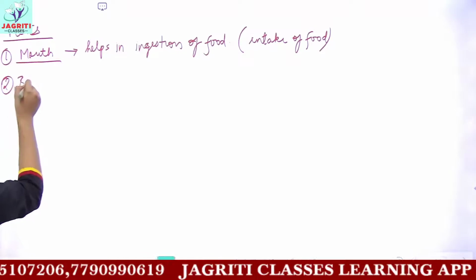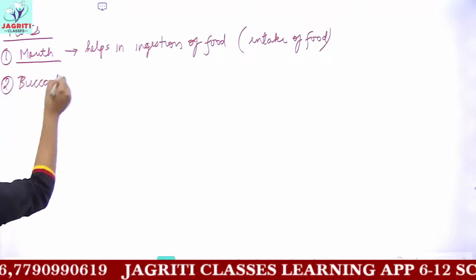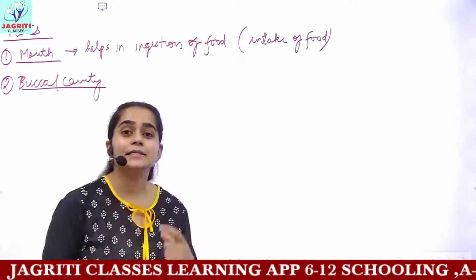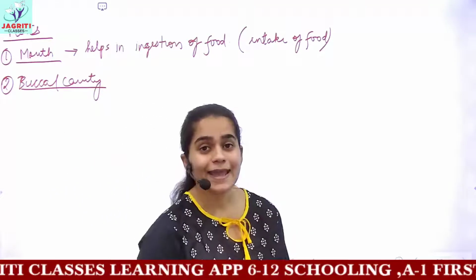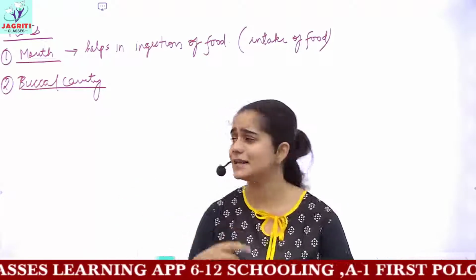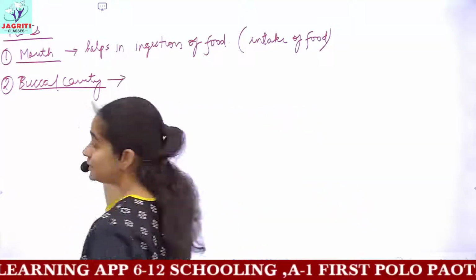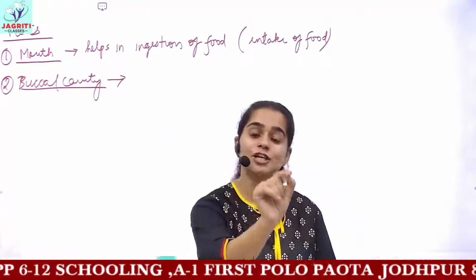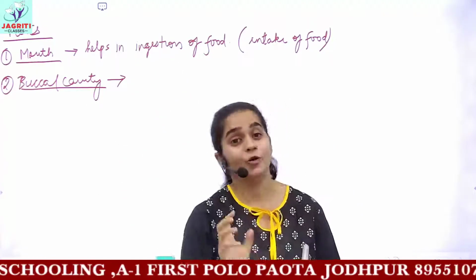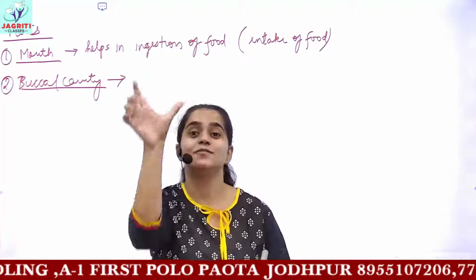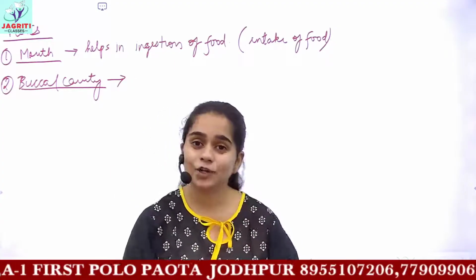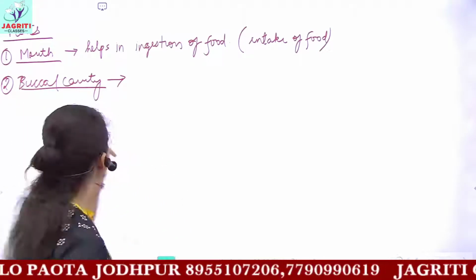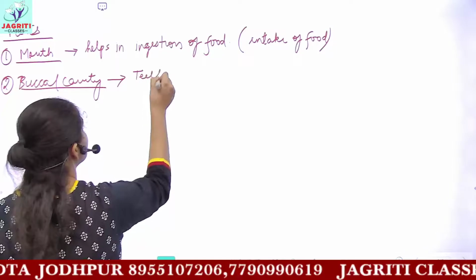After mouth, the next part would be buccal cavity. This buccal cavity contains teeth, it contains tongue, and it contains several glands, that is salivary glands. Please do see, as I am explaining different parts, do see their structural diagram in your books. A very neat, clear diagram of the digestive system in humans is present in your books. So then you have your buccal cavity after the mouth, and this buccal cavity contains teeth.